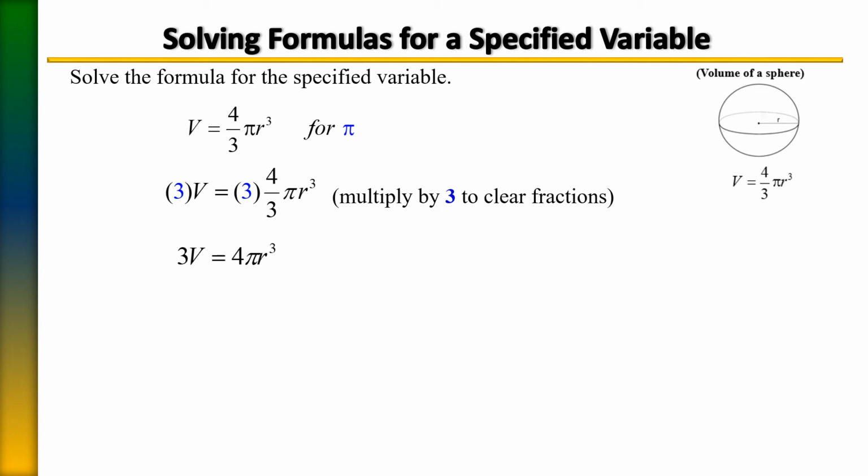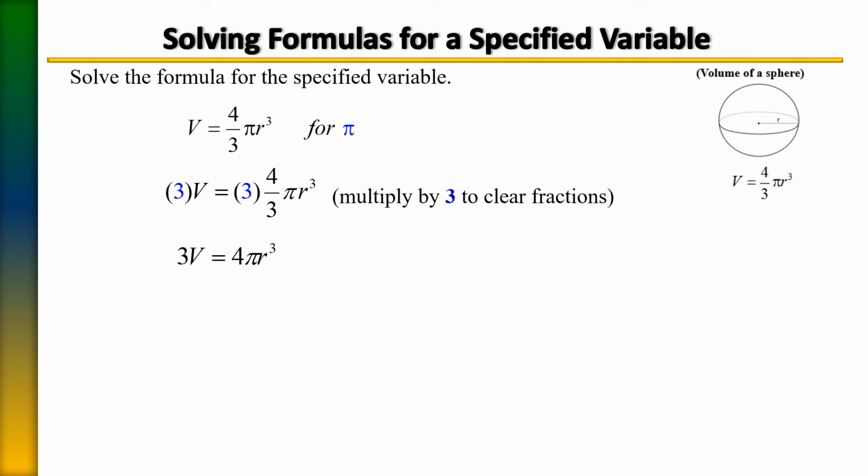Now notice pi is sandwiched in between 4 and r cubed. So what do we need to get rid of? Well, on the right side, 4 has to go as well as r cubed. So remember the opposite of multiplication, because they're all together. That means they're being multiplied. We have to do the opposite, which is divide. Divide by what? Divide by what we want to get rid of. We want to get rid of 4 and r cubed on the right side. So that means we have to divide by 4r cubed.